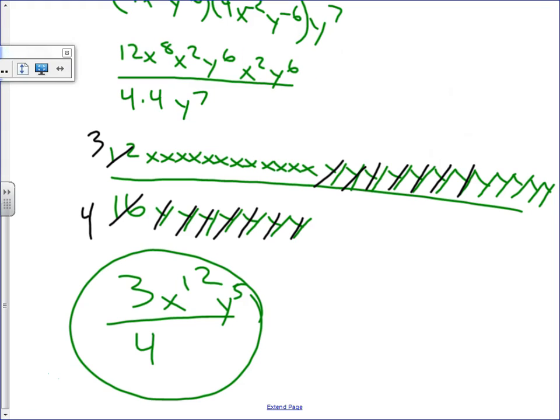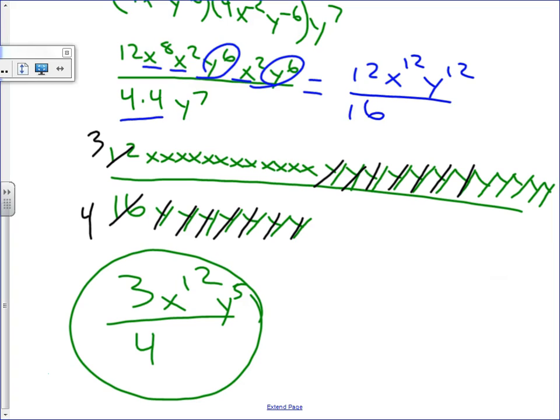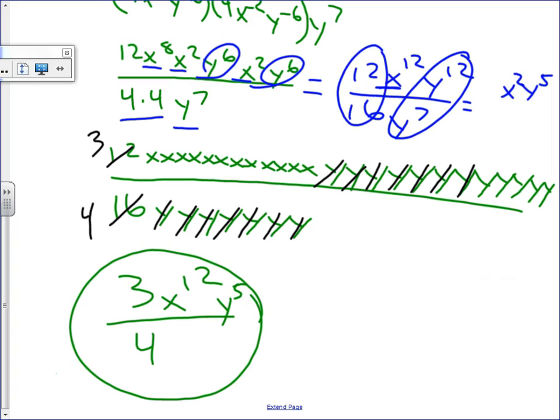You might want to use your shortcut rules. So maybe you looked at it right here and said, oh, this is 12x, combine my x's, x to the 12th, y to the 12th as well, over 16y to the 7th. And maybe you subtracted those, y to the 5th. There's no x's to combine. Simplify 12 and 16 as 3/4. So if you're at that point where you don't need to write it out the whole way, you can recognize those rules, go ahead and do that.